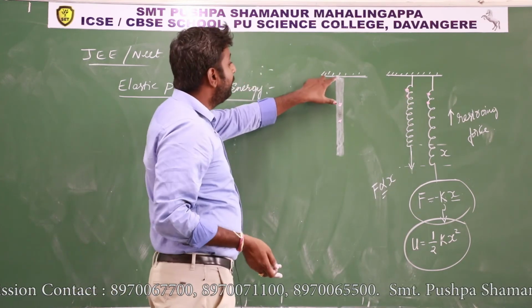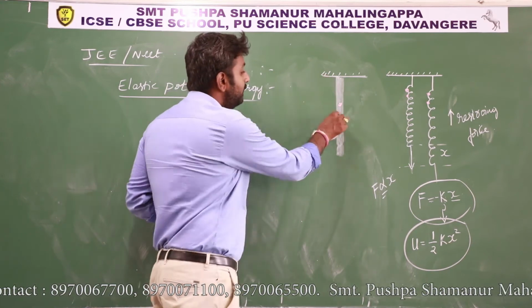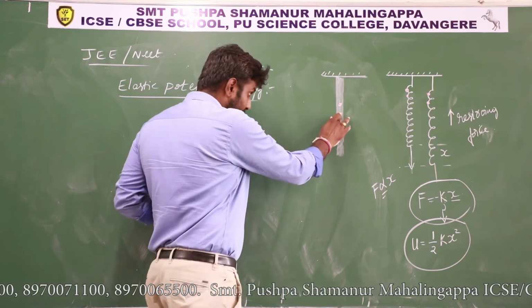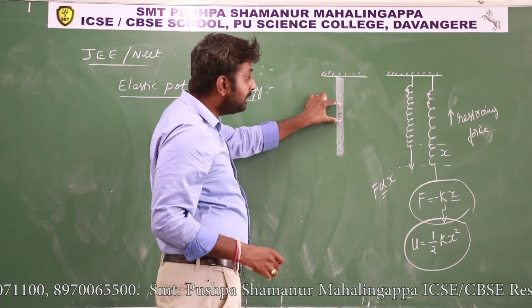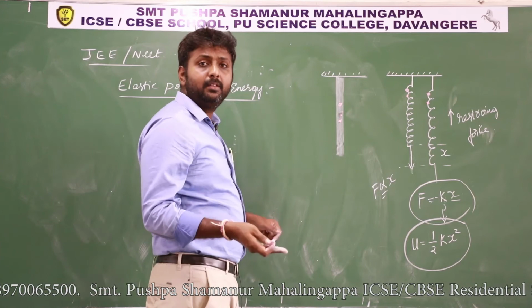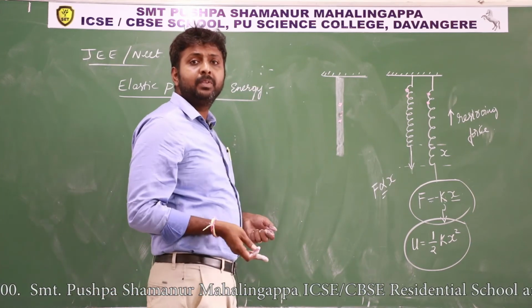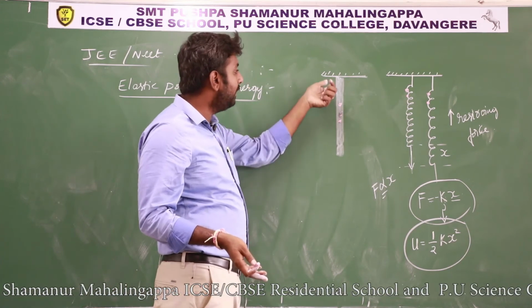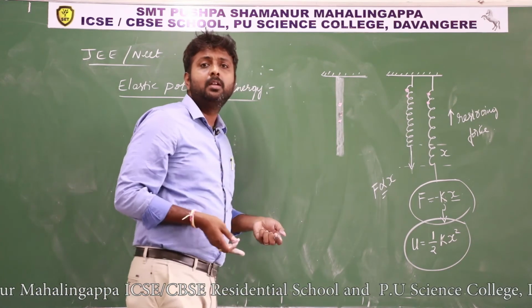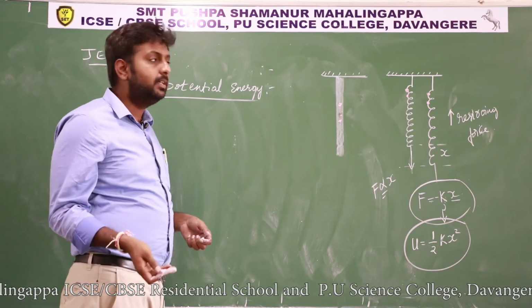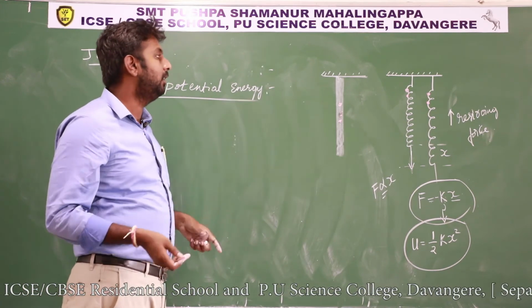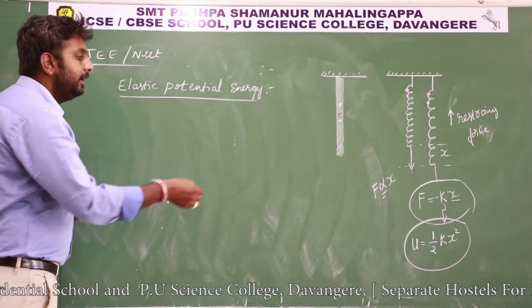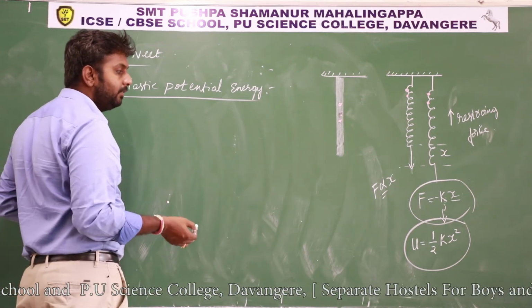Similarly, before suspending, this is the interatomic distance. Once you suspend the rod from this ceiling, the interatomic distance increases. Because of that, the restoring force also increases, as well as the potential energy stored in the rod. We are finding what is the potential energy stored in this rod. Okay, that is due to elasticity. And here F equals minus kx, U equals half kx square.